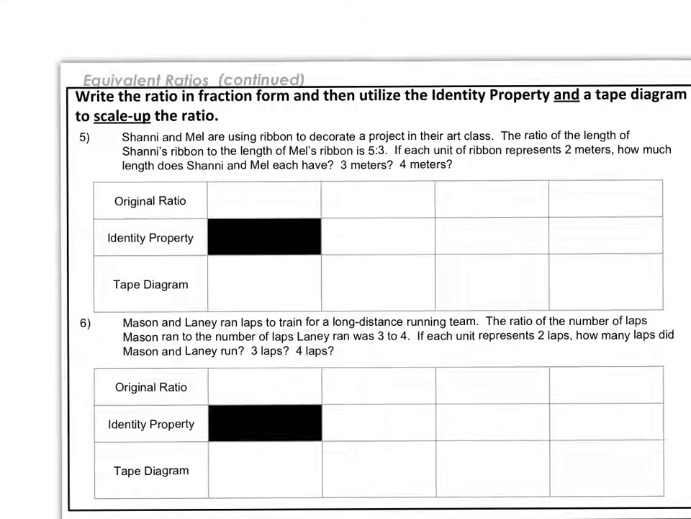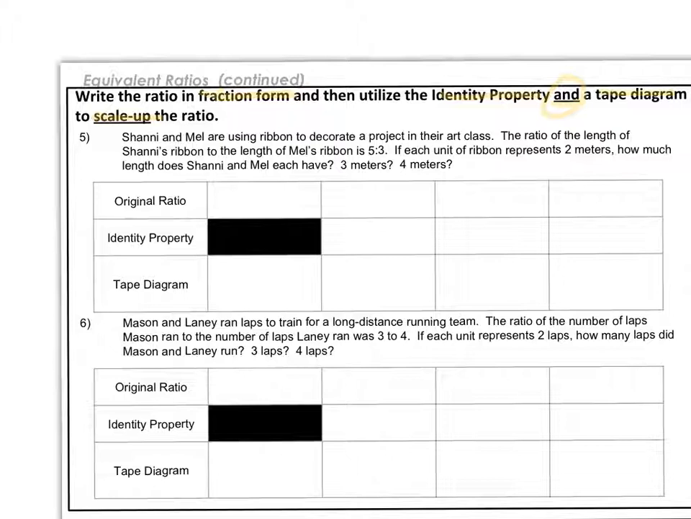So now we're going to do equivalent ratios, find equivalent ratios using a tape diagram and utilizing the identity property. So we're going to write the ratio in fraction form. So let's highlight a few things. So we're going to write the ratio in fraction form, and we're going to utilize identity property and a tape diagram to scale up the ratio.